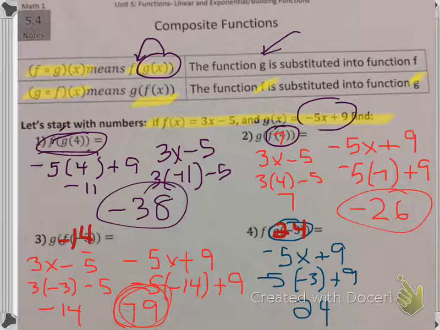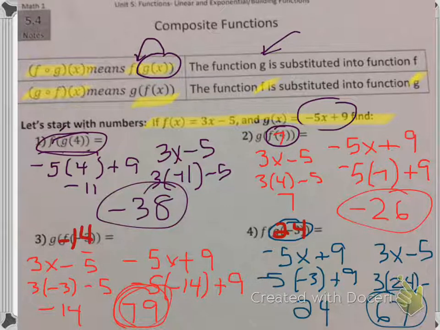And that means I've got to put 24 into the f function. The f function is 3x minus 5. So I'm going to go 3 times 24 minus 5, which is going to be 67 for my solution.